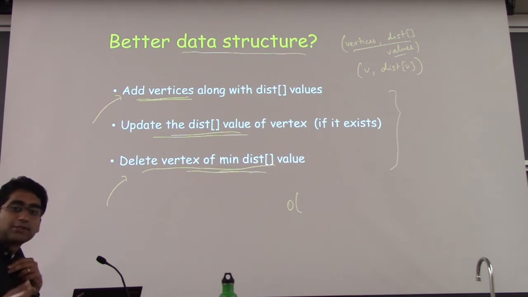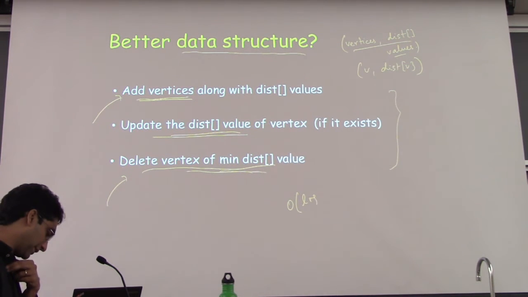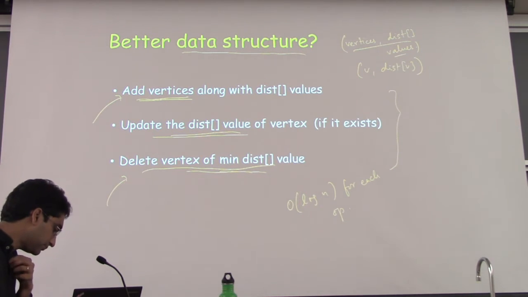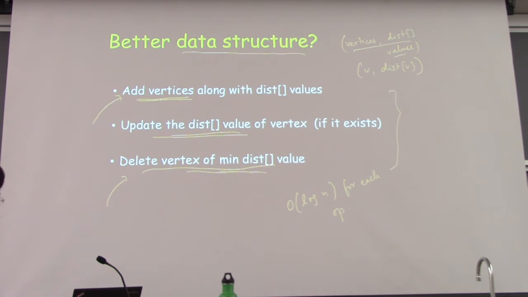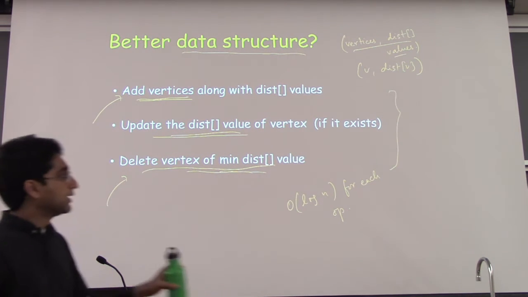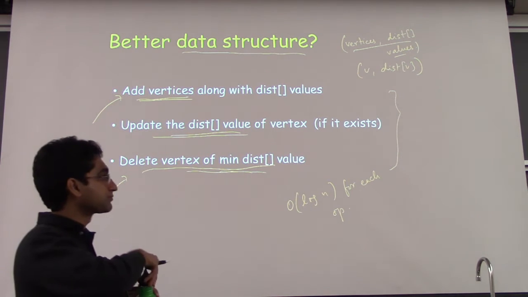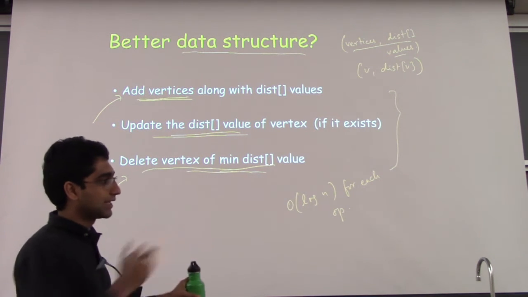But it turns out that that's too much to hope for, and what we can actually do is something like O of log n for each of these. So, does anyone know how you can get this kind of a running time? Balanced tree. Yeah, balanced tree of what sort? Yeah, so that's the kind of thing that we'll go for.